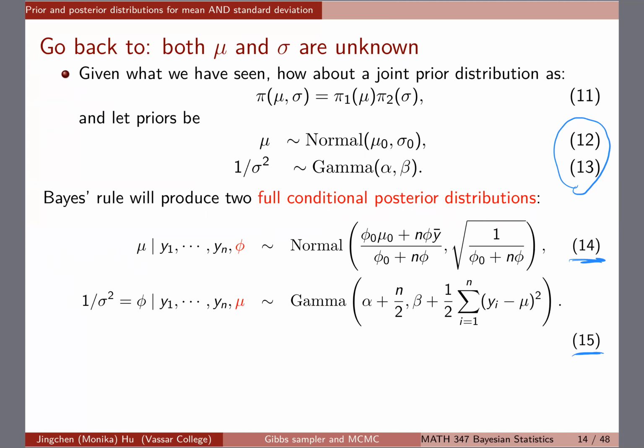And if we can derive its full conditional posterior distribution, we can design what we call a Gibbs sampler to help us do the computation. So now we're going to come to the details of how, based on equations 14 and 15, we can do the actual computation.